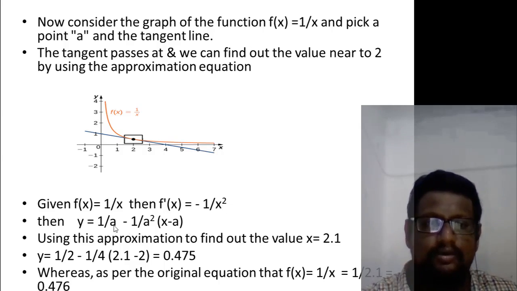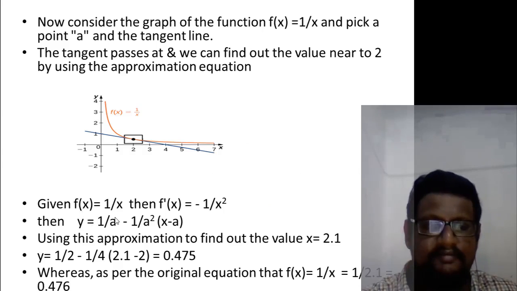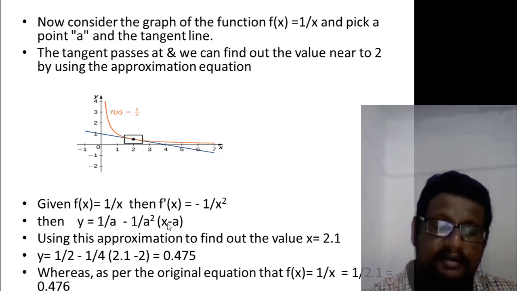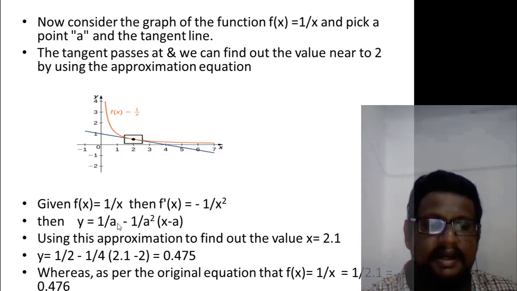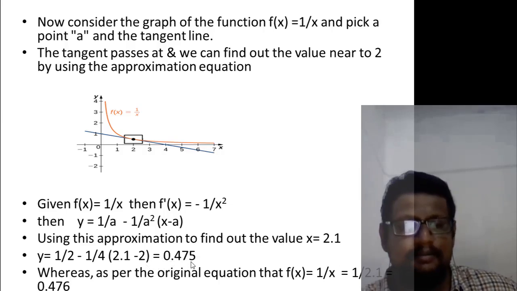Then y is equal to f of a plus f dash of a. So f of a means 1 by a, plus f dash of a, minus 1 by a square, into x minus a. Using this approximation, if you want to find the value at x is equal to 2.1, in this equation just substitute x is equal to 2.1, and a is already equal to 2, and we can arrive at an approximate answer 0.475. So this is called a linear approximation.